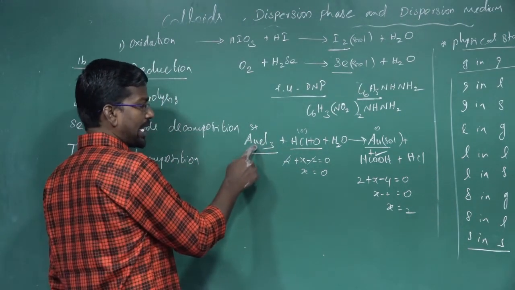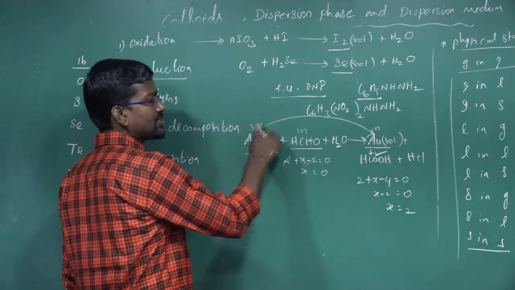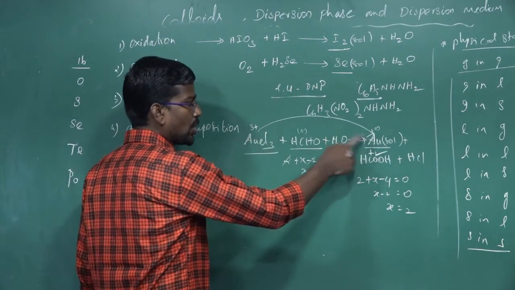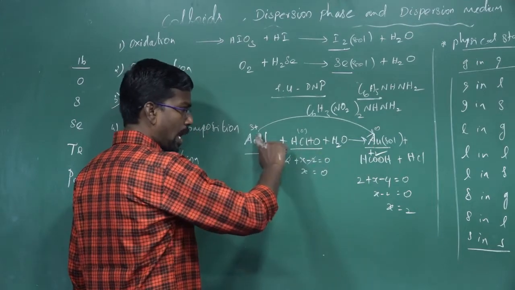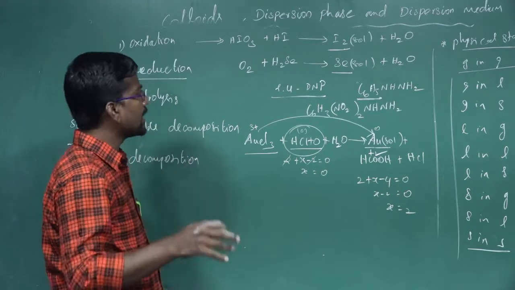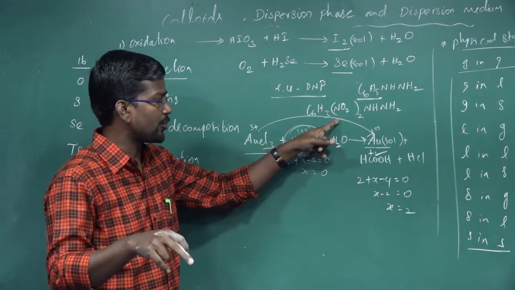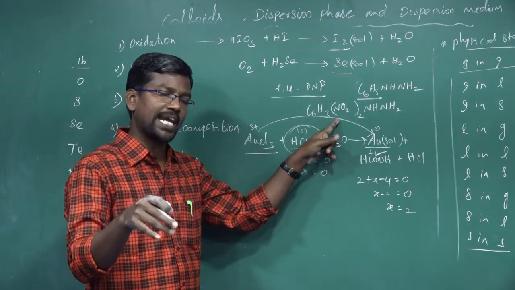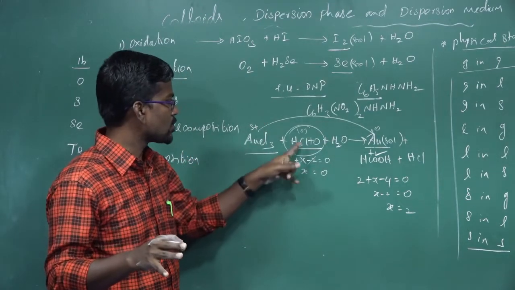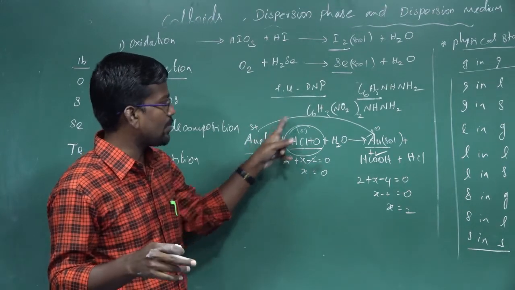Here auric chloride can be reduced to aurum metal because the plus 3 oxidation state changes to 0. So the oxidation number decreases. The process is reduction, and here formaldehyde acts as a reducing agent. Don't forget phenyl hydrazine, 2,4-dinitrophenyl hydrazine, acetaldehyde, formaldehyde, any other aldehyde, and even glucose also act as reducing agents. So here formaldehyde acts as a reducing agent which reduces the auric chloride to aurum metal.